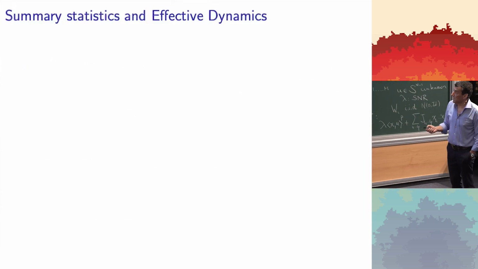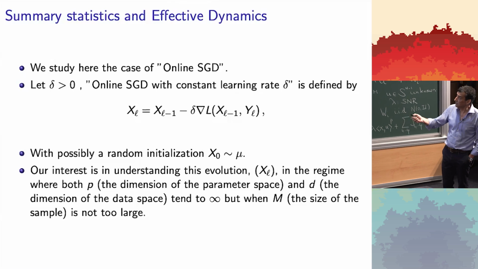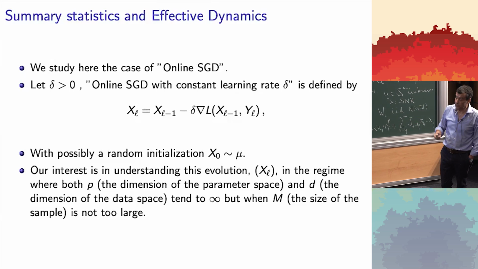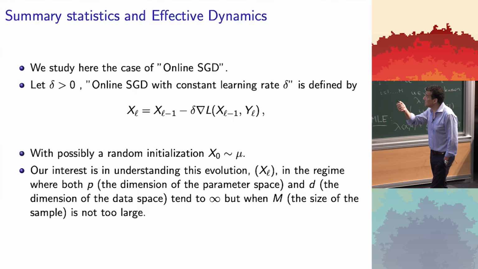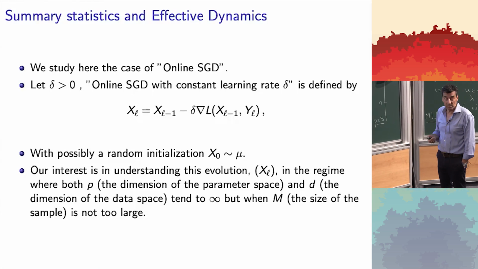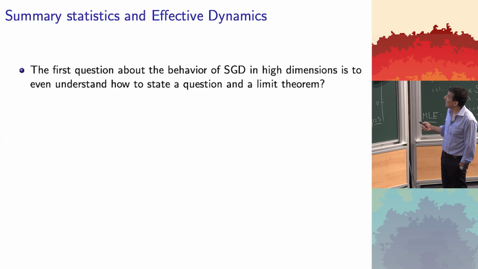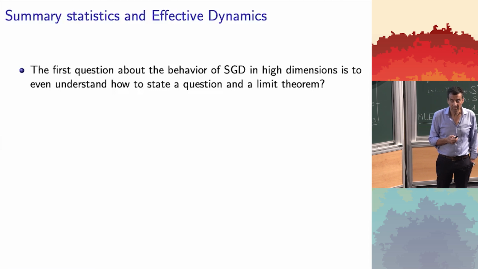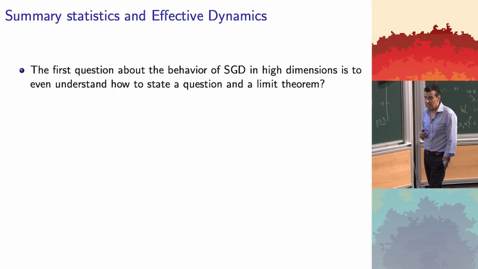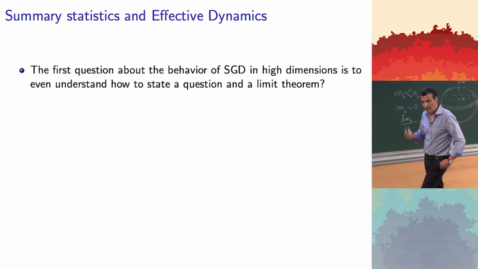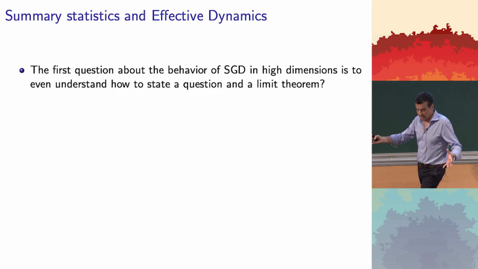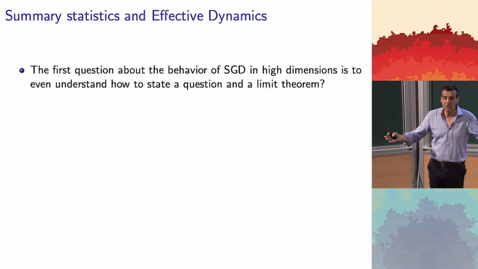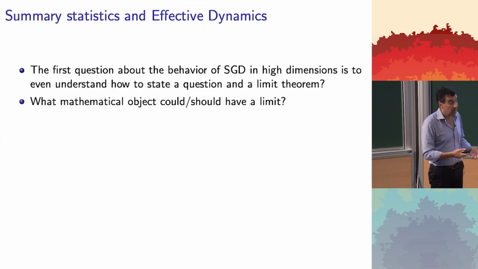So now we are in this regime, and the first question: we have this object here, and the dimension d in which this evolution takes place is not fixed, it is going to infinity. So the first question is, how do you state the theorem? That's a math question, of course, but think of it. You have your system going, the dimension is very large. What is supposed to converge?